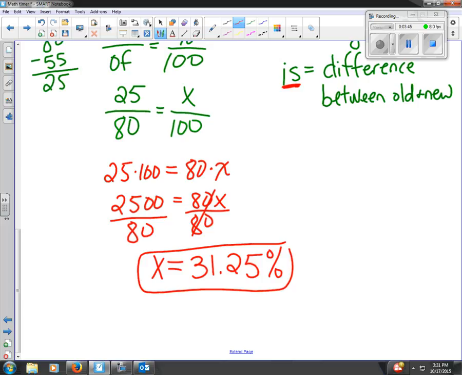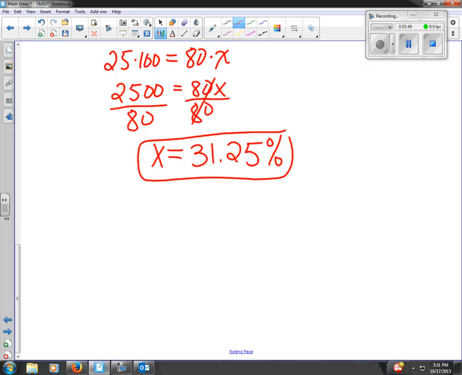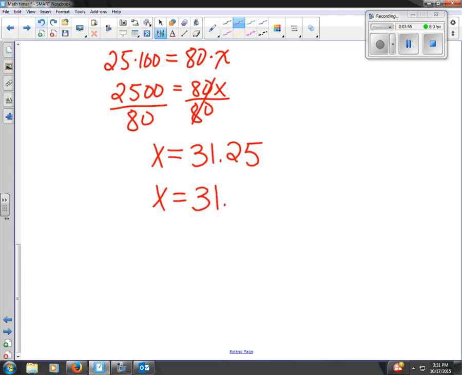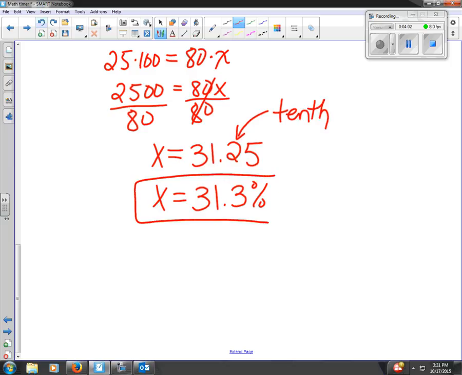Now, I said round to the nearest tenth, so I did not do that. Let's fix that. So I'm not going to box it because that's not right. The tenth place is 31.3%. You have to round to the nearest tenth place. So it's 31.3%. And we're finding the percent change, so there needs to be a percent sign. Don't forget the percent sign.